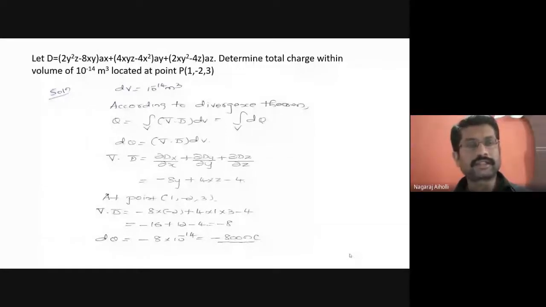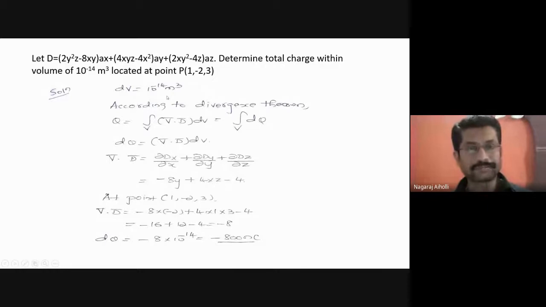D, the electric flux density, is given: 2y square z minus 8xy ax bar plus 4xyz minus 4x square ay bar plus 2xy square minus 4z az bar. We have to find out the total charge within the volume. The volume dV is 10 raised to minus 14 meter cube, located at the point P of 1 comma minus 2 comma 3. At this point, we have to find the total charge within this volume dV.